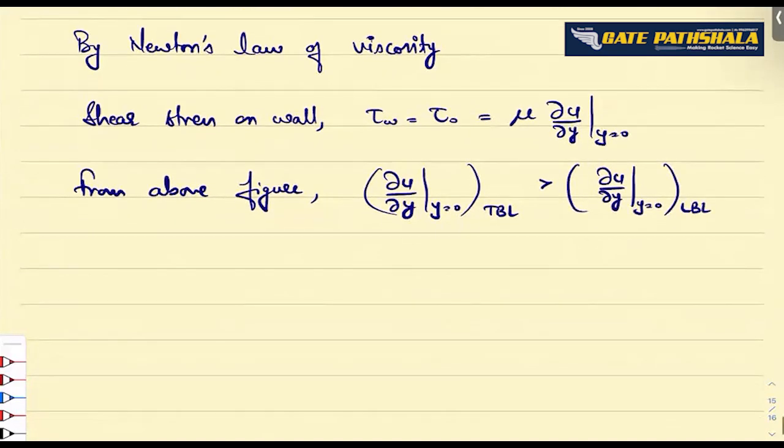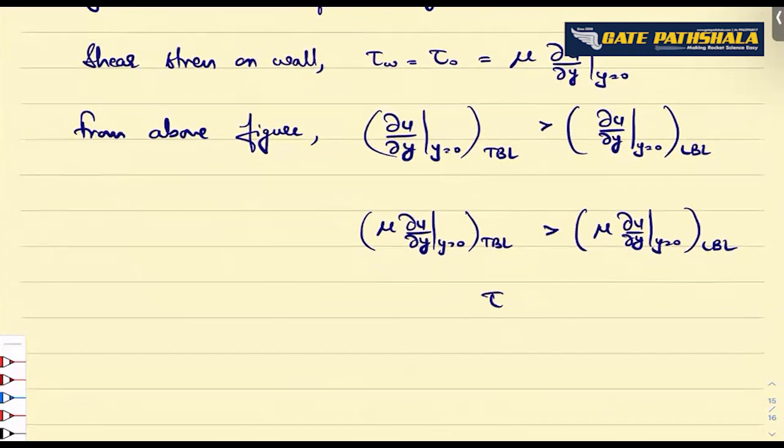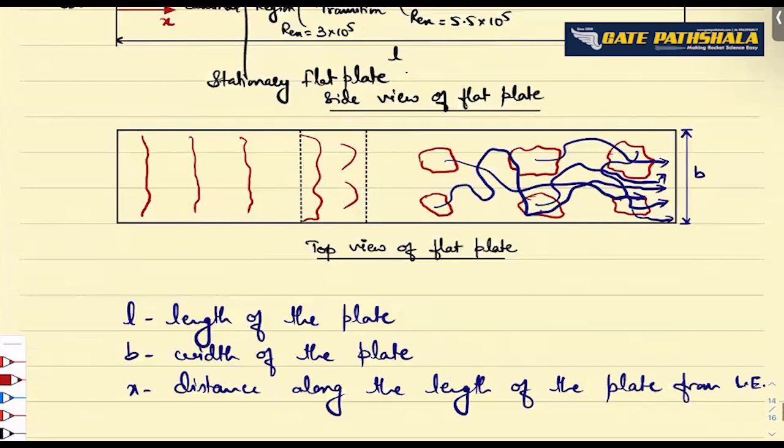Okay. So if I multiply mu on both sides, what do I get? Mu into dou U by dou Y at Y equals to 0 in turbulent boundary layer should be greater than mu into dou U by dou Y at Y equals to 0 in the laminar boundary layer. So the shear stress in turbulent boundary layer will be greater than the shear stress in the laminar boundary layer. Bracket this thing. Hope it is clear, everybody. This is clear to everybody. Yes, sir. Okay. Now I'll ask you one simple question.